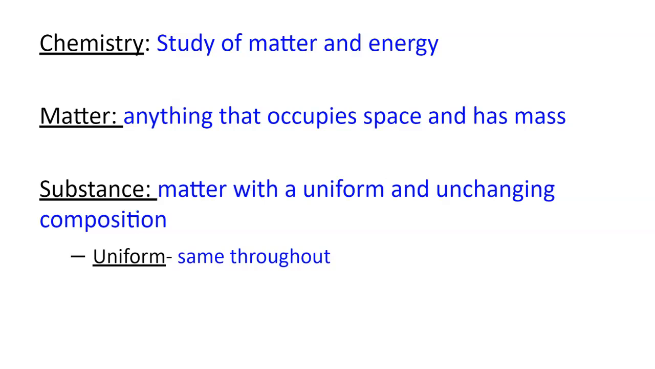This is matter with a uniform and unchanging composition. The word uniform meaning it's the same throughout, right? So all of the elements on the periodic table are substances. They're all the same. So if I have a sample of hydrogen, no matter where I draw the hydrogen from in that sample, it will always be composed of one proton, right?